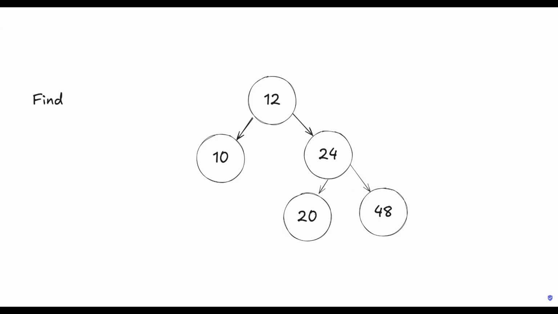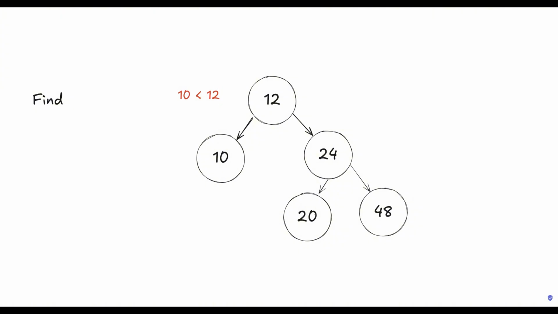Let's go through the three basic operations of BST. The three basic operations are find, insert, and delete. We start with find. On my right side, there's a BST. If we want to find element 10, we will start from the root and compare the root with 10. 10 is smaller than 12, which means it will go to the left side. Then we go to its left child, and we find 10.